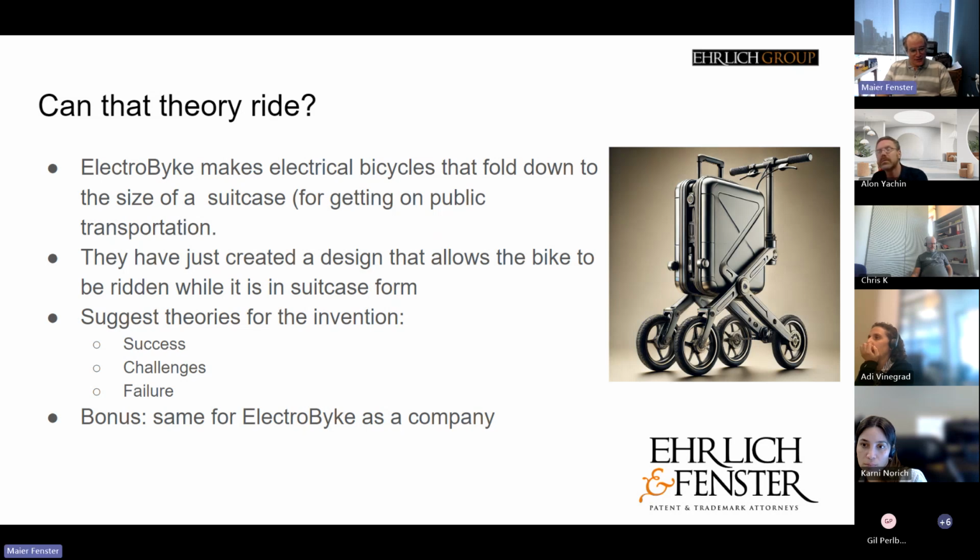So what you have to ask yourself, okay, and it's on two levels. Level number one, what is the series of success, challenge, and failure for this invention? And level number two, which is perhaps more interesting and perhaps should come first, is if we think about Electrobike as a company, what we're really asking is, why is Electrobike going to succeed as a company? And the answer in the theory of success should definitely include something to do with this invention. Otherwise, why are we spending money on it?